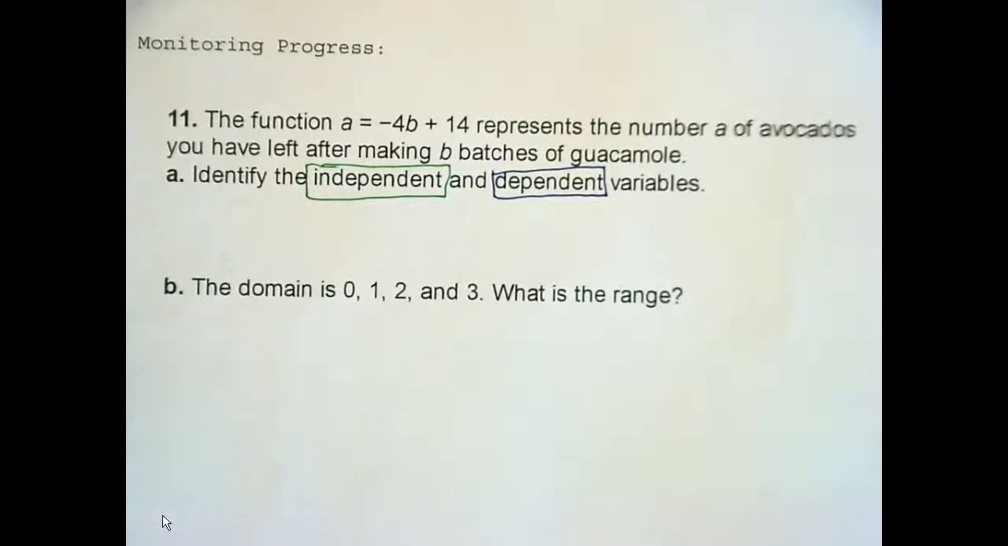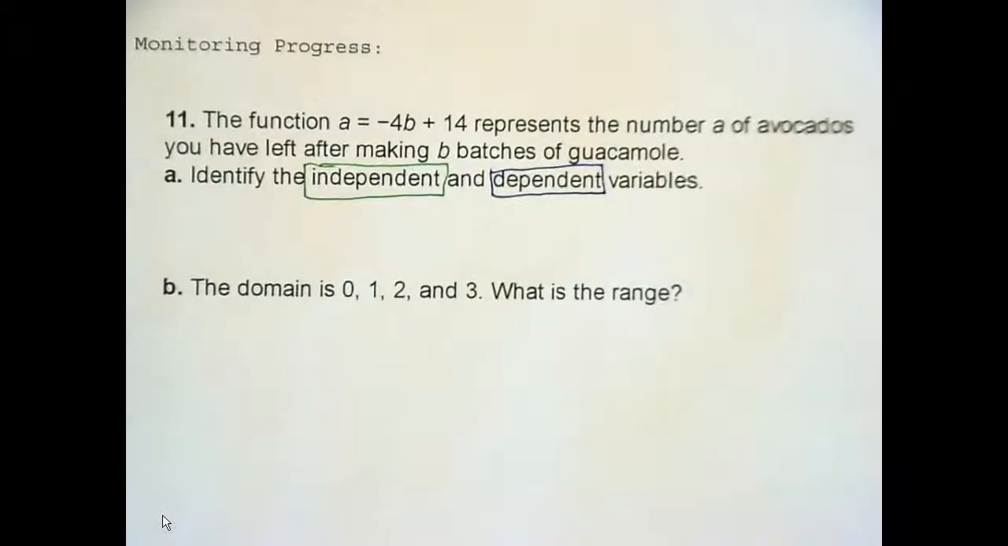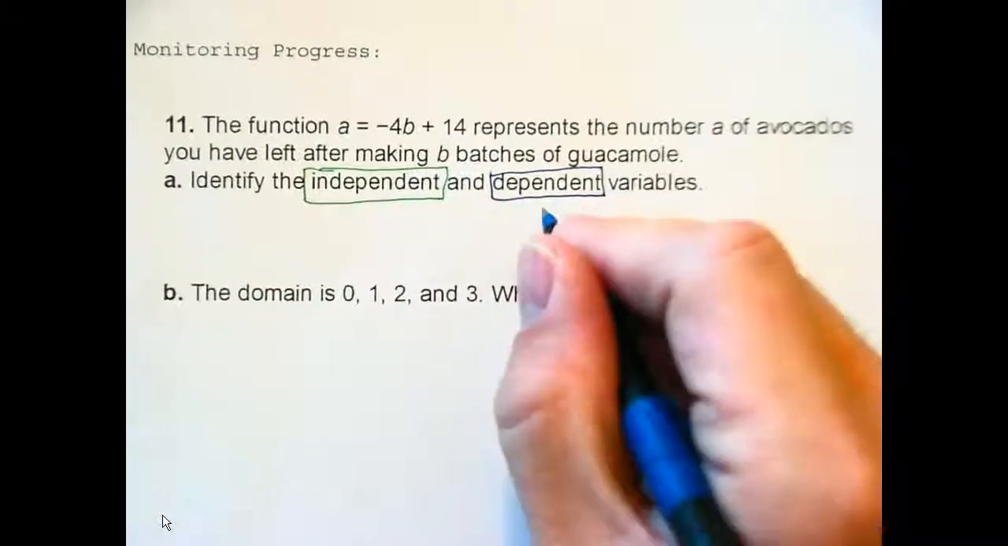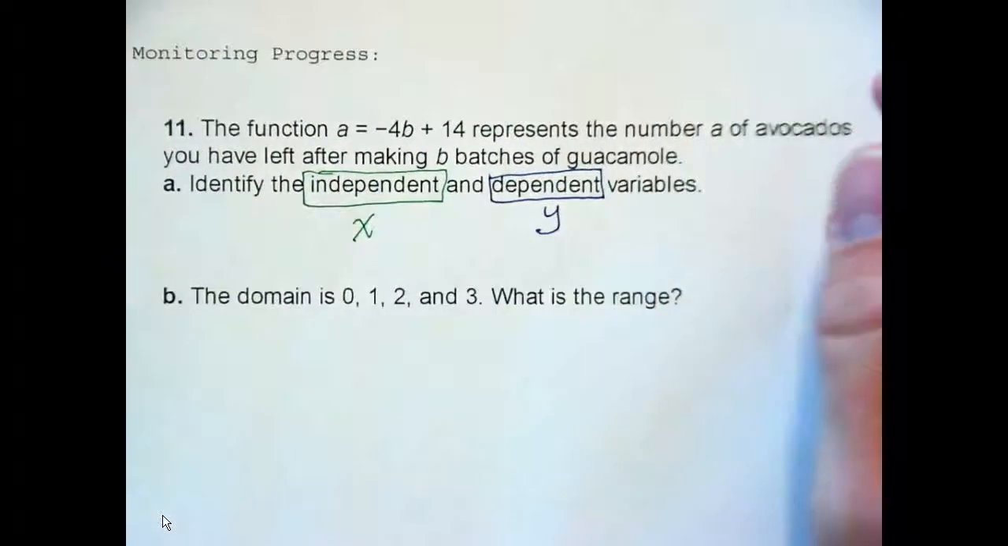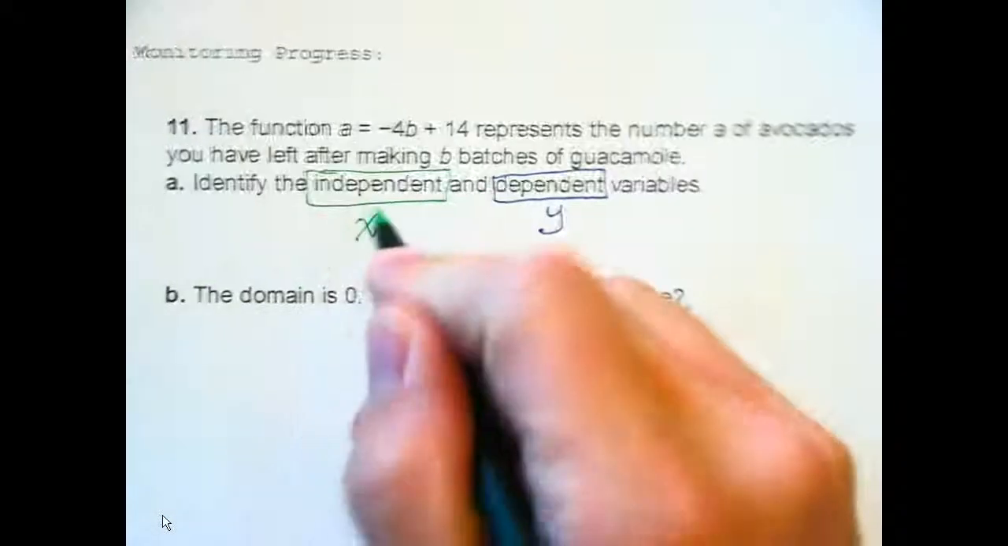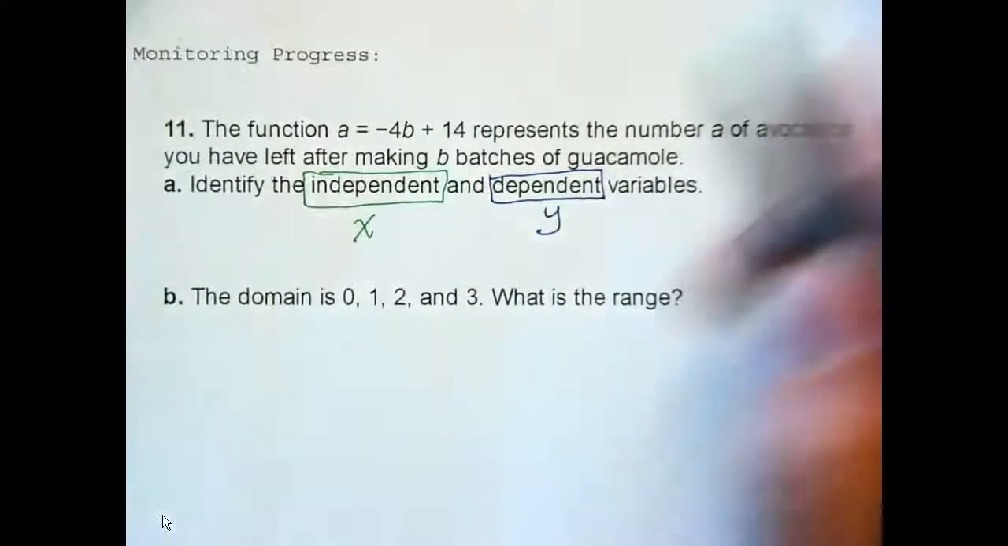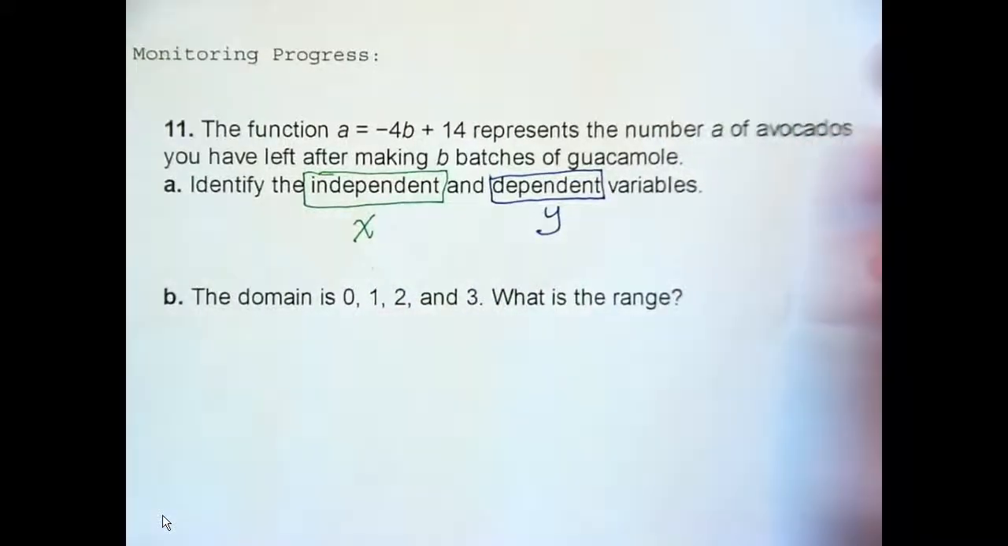A, B, C, D, E, F, G, H, I, J, K, L, M, N, P, Q, R, S, T, U, V, W. X is next, right? And in order to get to the thing after X, what's after X? Y. In order to get to Y, you must say X. Therefore, Y is dependent upon X. Independent is X, dependent is Y. Y depends upon X. That's a good way to remember it.